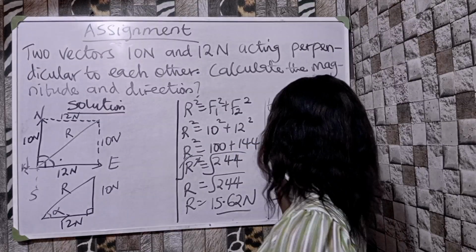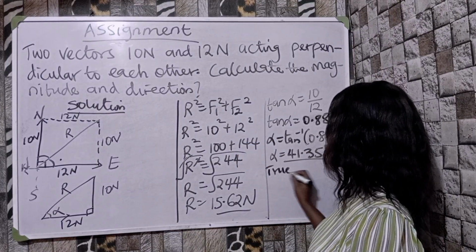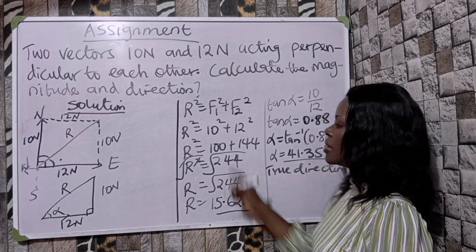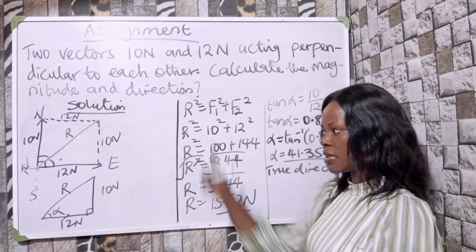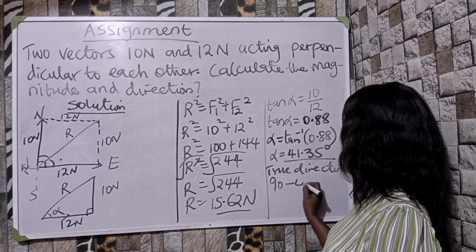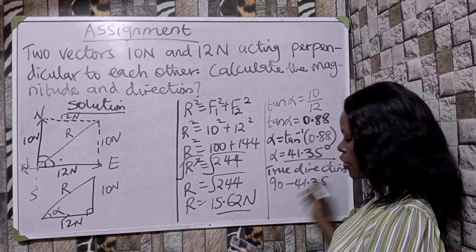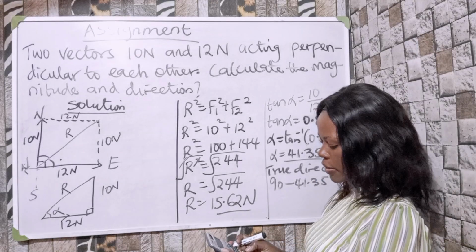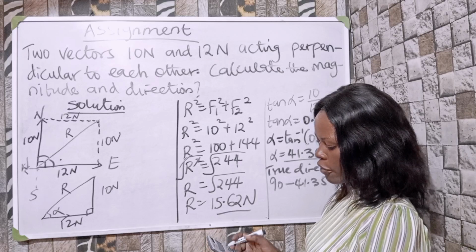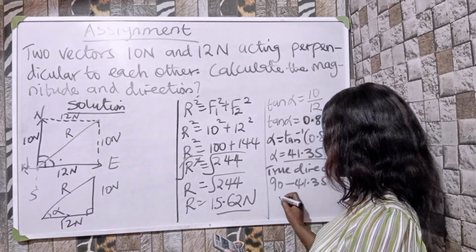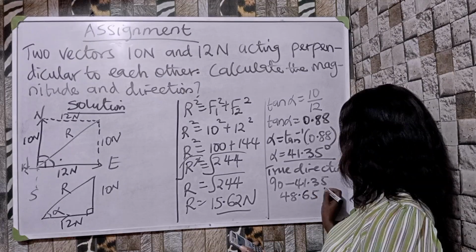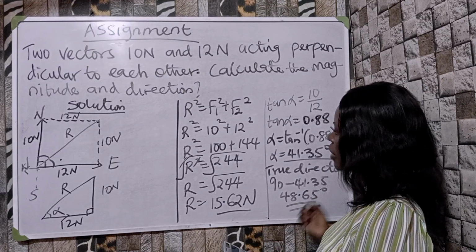So for me to get the true direction, it is going to be 90 minus what I have, because I am working with the right angle triangle. So I will say 90 minus 41.35. Use your calculator. 90 minus 41.35, what do you have? You have 48.65 degrees. That is your direction.